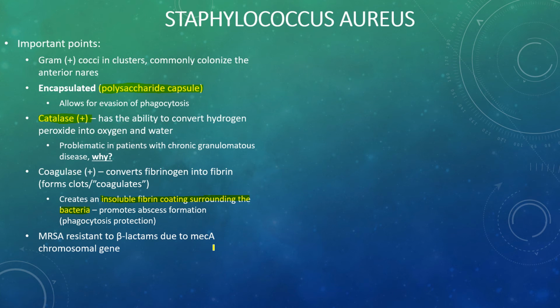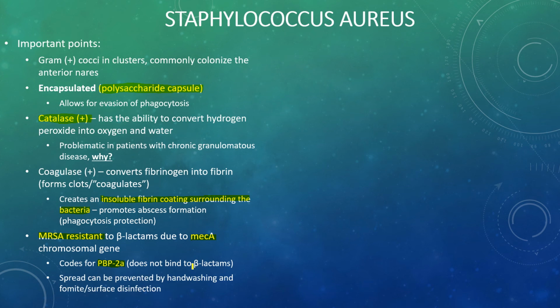MRSA is resistant to beta-lactams. This is a major disease that's been spreading really rapidly of recent times. And the reason why is because it's got this MEC-A chromosomal gene. It's resistant to beta-lactam. It's called methicillin resistant. Methicillin is a type of beta-lactam. And what happens? MEC-A is a chromosomal gene that codes for penicillin binding protein 2A. This is different than the typical penicillin binding proteins that beta-lactams interfere with. And because it's a mutated form of penicillin binding protein, it doesn't bind to beta-lactams, rendering them useless.